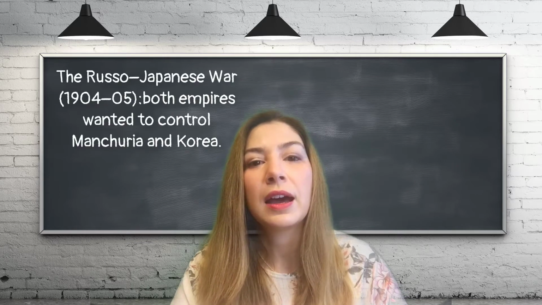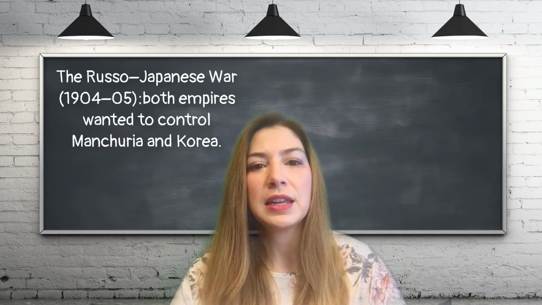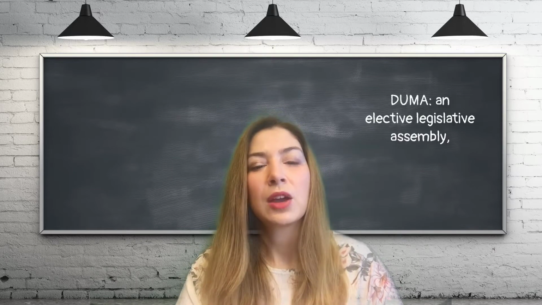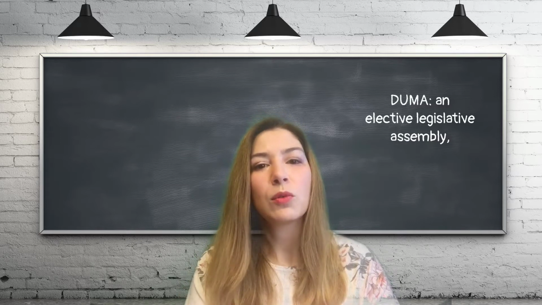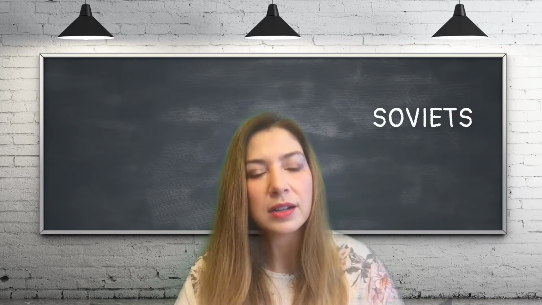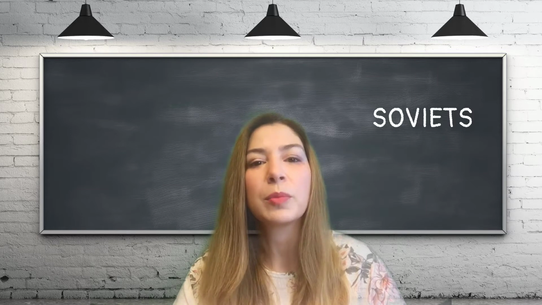At the same time, the prestige of the empire was damaged due to the humiliating defeat in the Russo-Japanese War. These events forced the Tsar to establish a parliament called Duma with limited power. Meanwhile, the workers and soldiers formed Soviets. A Soviet is a committee of workers, peasants, and soldiers that represent them. Despite the revolution, the Tsar continued ruling as an authoritarian monarch.